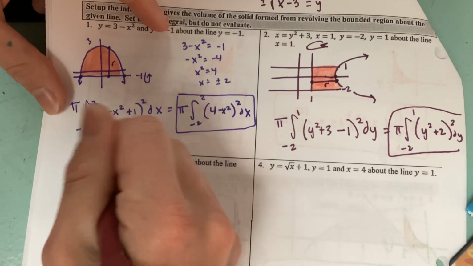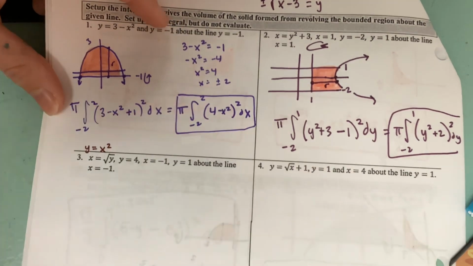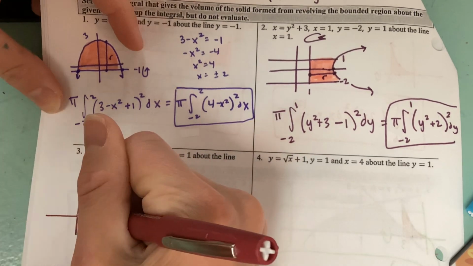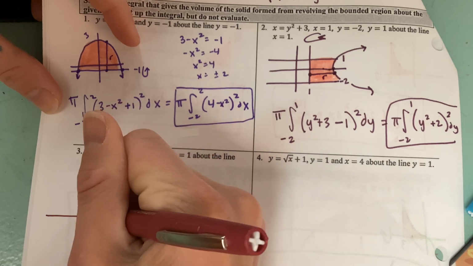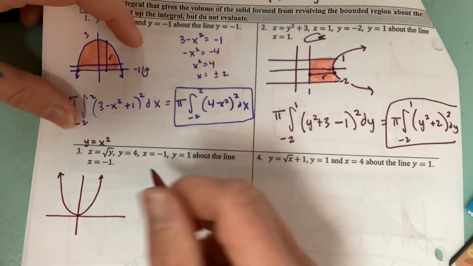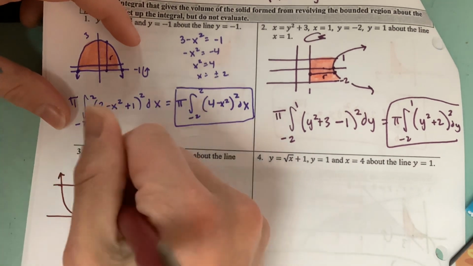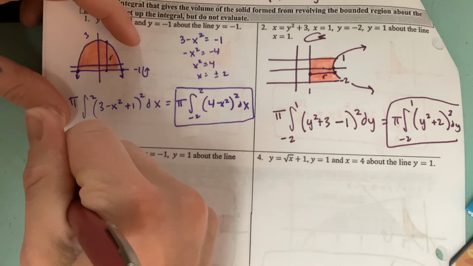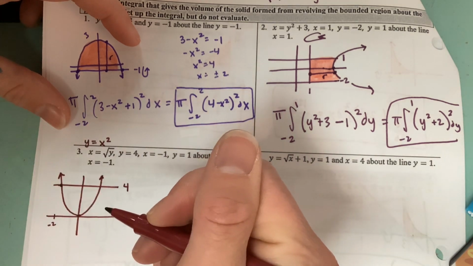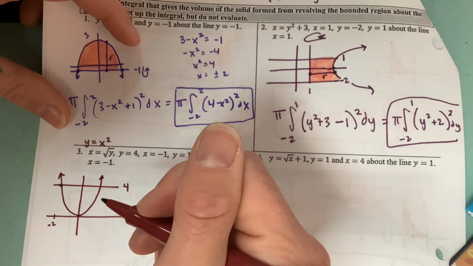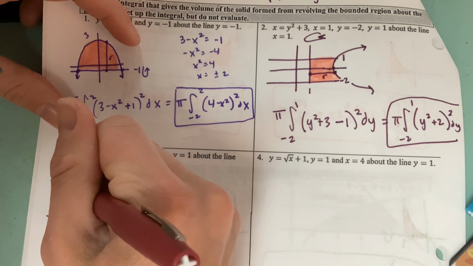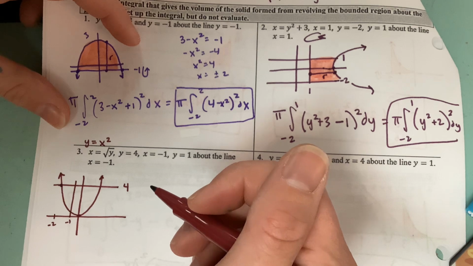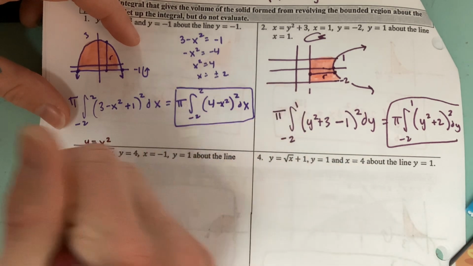X equals the square root of y. So same thing. That's the same thing as y equals x squared. And then we have y equals 4, x equals -1. So this is going to be -2. So x equals -1 is going to be like right here. So many lines. And then y equals 1.